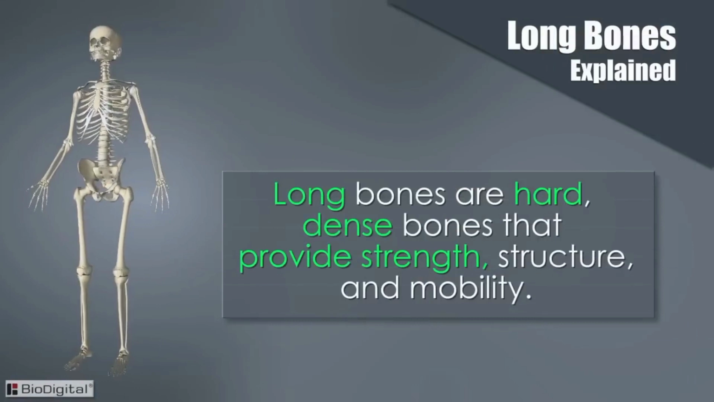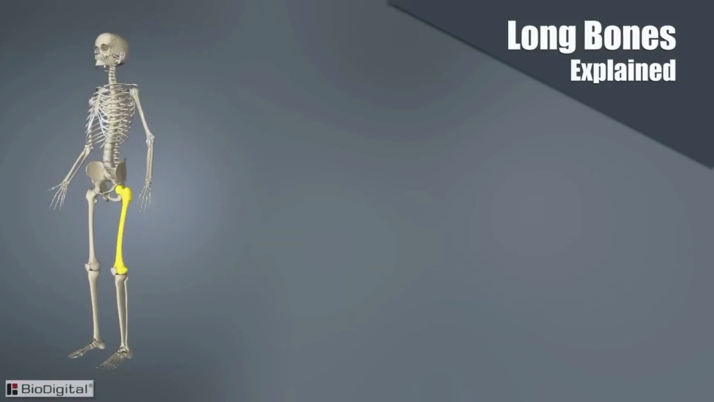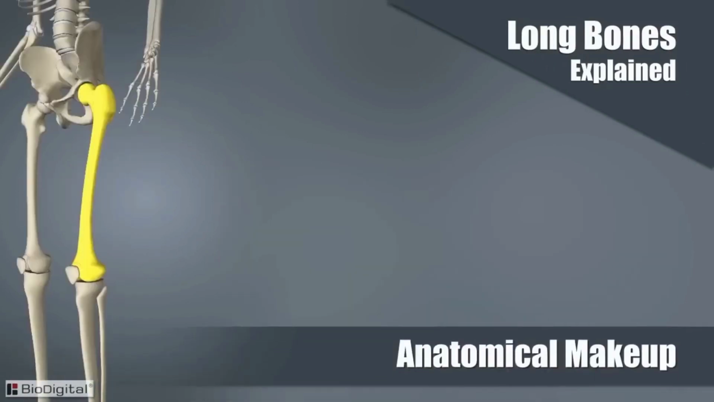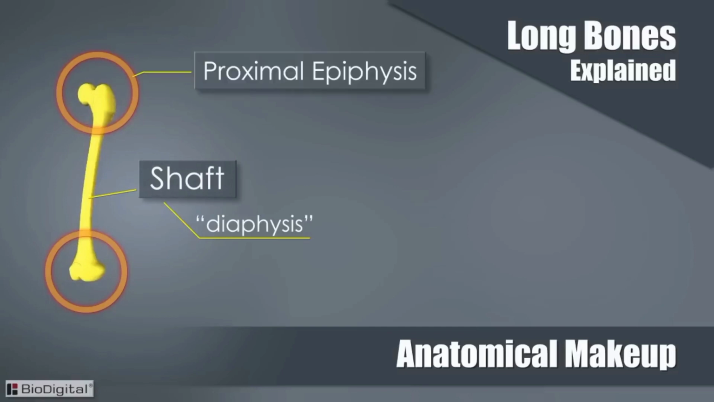Long bones are hard, dense bones that provide strength, structure, and mobility. An example is the femur, or thigh bone. Here's the anatomical makeup of a long bone. A long bone has a shaft and 2 ends. The shaft is known as the diaphysis, and the two ends are called the proximal epiphysis and the distal epiphysis.